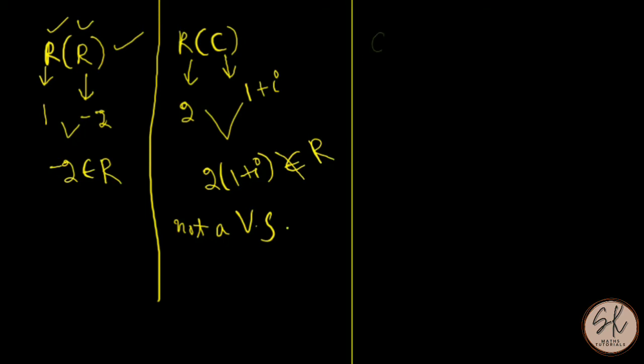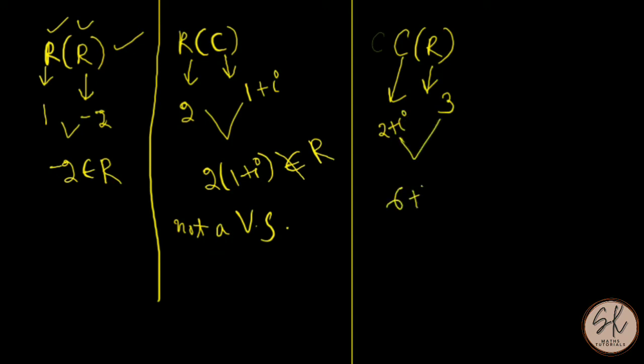Now if we take C over R, then this will be a vector space. Let us see how. If we take any element from R, let us take 3, and from C let us take 2 plus i, then the product of these two is 6 plus 3i. Now this belongs to C, isn't it? So therefore this is a vector space.